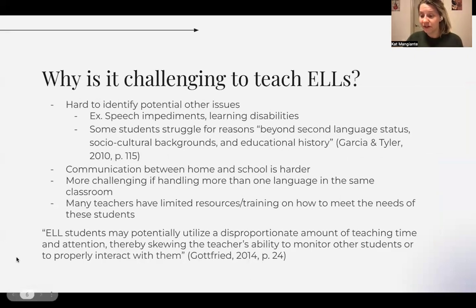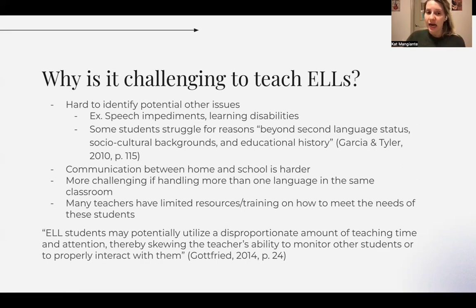Now, while there are lots of benefits to teaching ELLs, there can be some challenges to teaching them as well. Some potential challenges include that it can be hard to identify other issues that a student might be having. For example, I have a student right now who speaks Spanish primarily. He is not very fluent in English yet, still only knows a few words and phrases. But I noticed his speech impediment because he would say the word ocho, eight, as oso, which is bear. That makes it very hard for me to understand him and for others to understand him. And it's an impediment that I've noticed in English as well. And so that tells me that there's kind of a real root issue there.